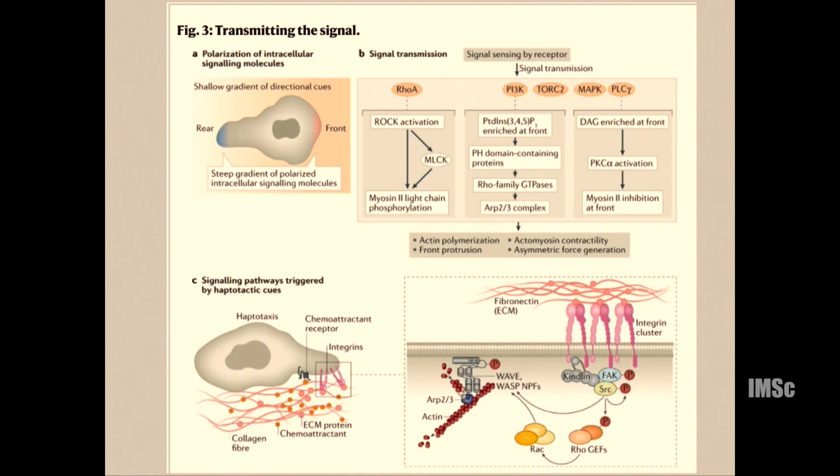And so that bit is what we call transmitting the signal, and that typically involves signaling molecules that signal largely to organize the cytoskeletal polymers, or to bring motors in association with those polymers to generate force asymmetrically, differentially at the front end and the rear end, in a way that allows the protrusion of the leading edge.